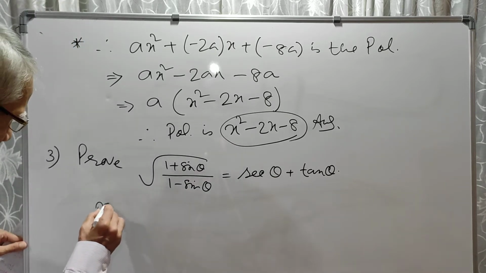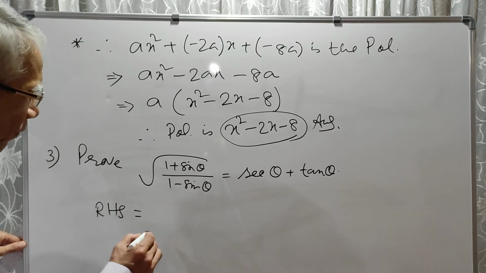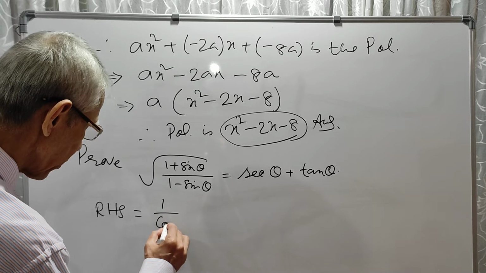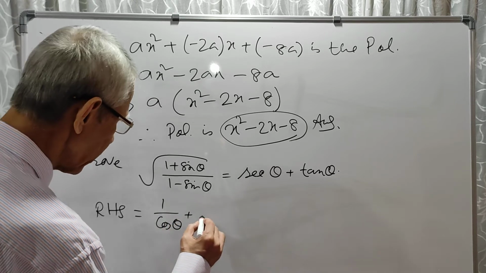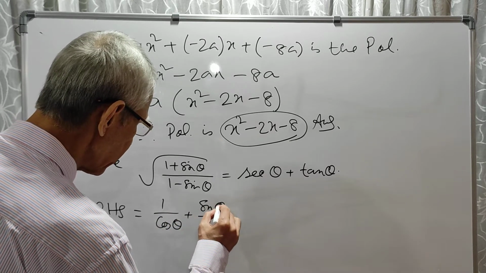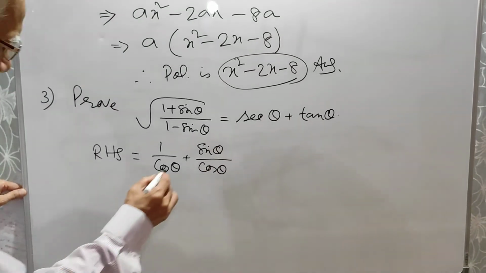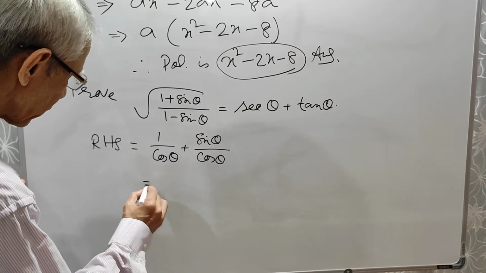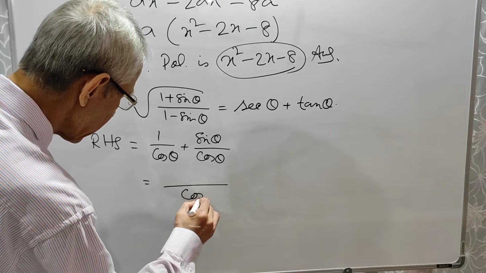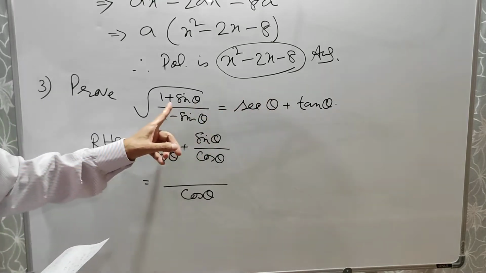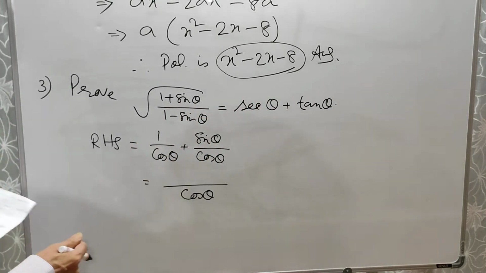So right hand side equals sec theta plus tan theta. Sec theta is 1 by cos theta, plus tan theta, which is sine theta by cos theta. All right. Now let us simplify more. We are starting from the right hand side because it is complicated, and the left is simple.